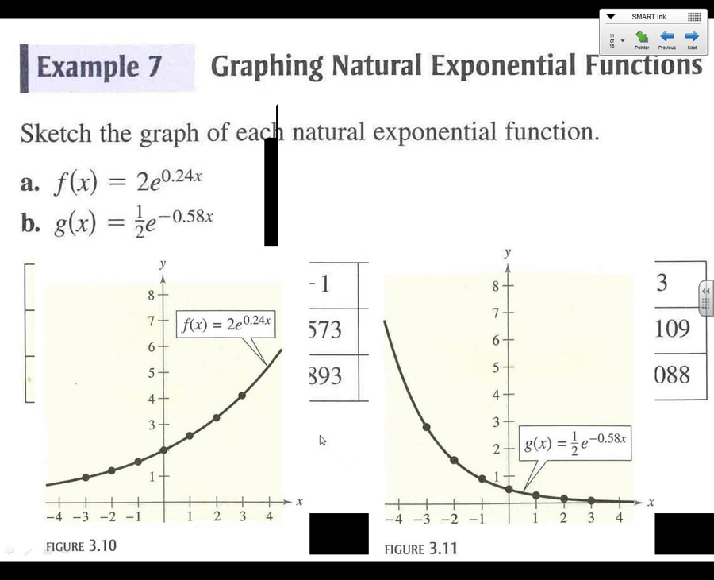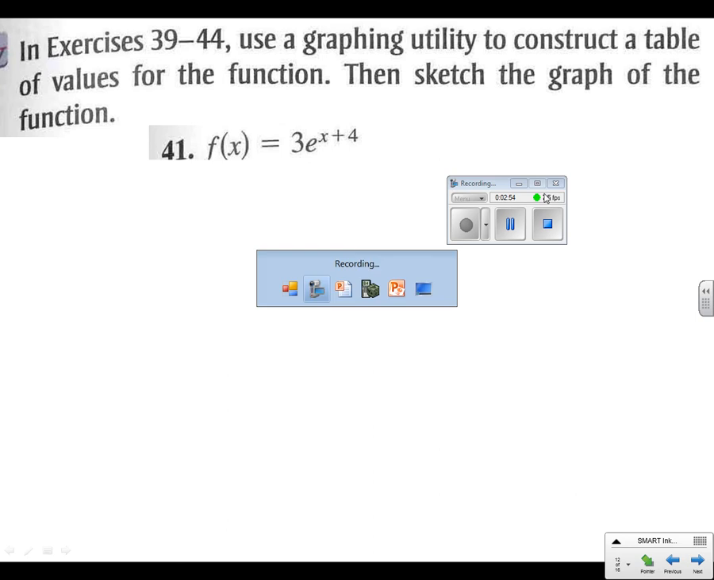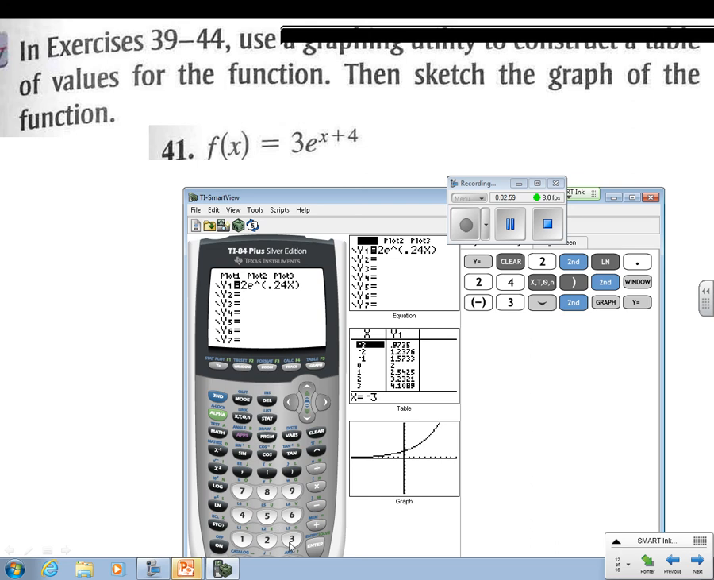Alright, so let's see if you can use your calculator to solve this one. Use the graphing utility to construct a table of values for this function, then sketch the graph of the function. So pause this, use your graphing calculators, see if you can do this on your own. Alright, so I'm going to plug this in to my calculator, just like you should have done. And so this is going to be y equals 3e, and then in parentheses, x plus 4.